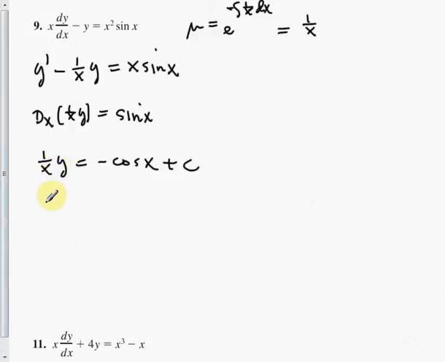Multiply everything through by the x, and so y is equal to negative x cosine x plus x times c. Right? And this is not transient. So x times c does not go out. As x goes to infinity, x times c also blows up into infinity.